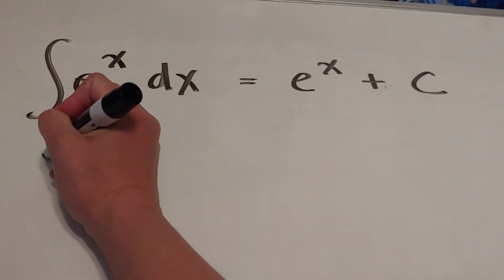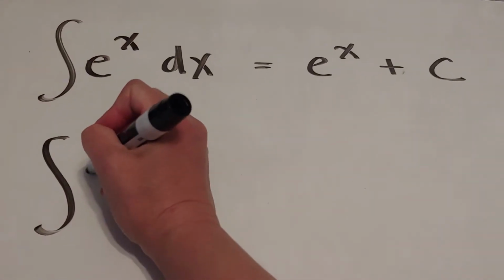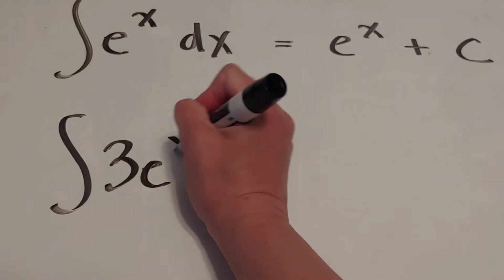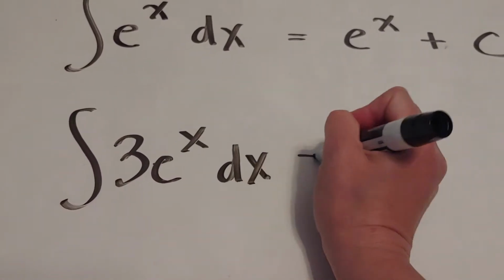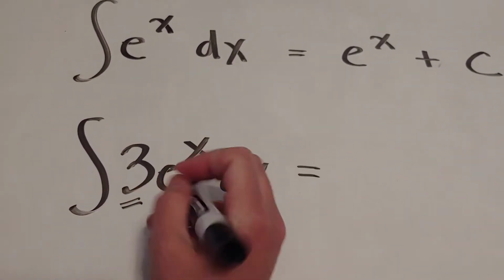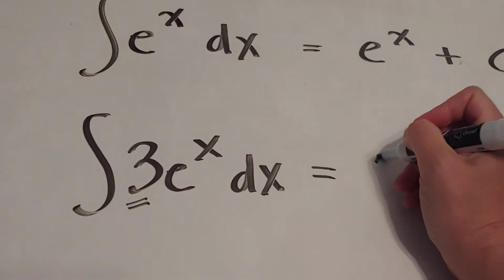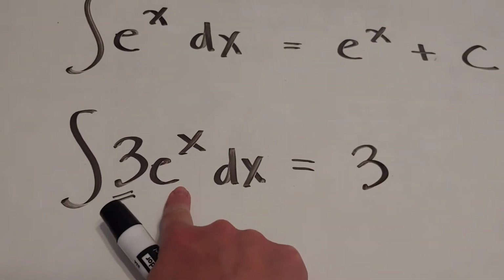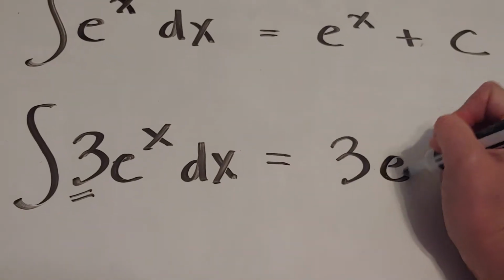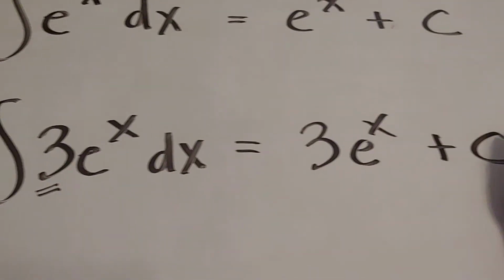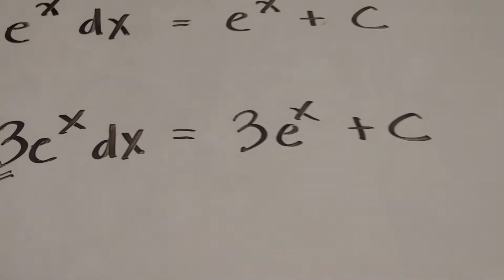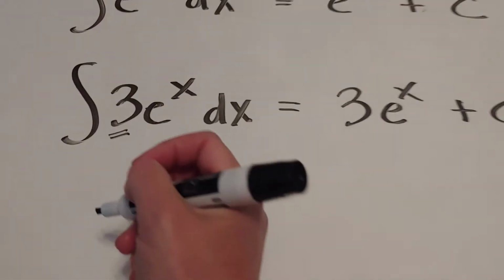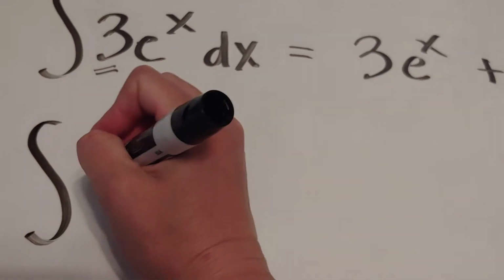What this does for us is that if we have something like 3 e to the x that we need to integrate, the 3 is a coefficient that just hangs out. So I would get my 3. And then the integral of e to the x is e to the x. And then, of course, plus c. Pretty simple.